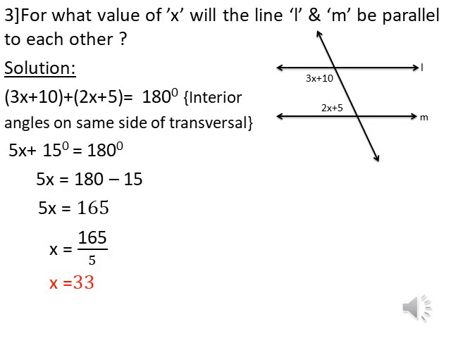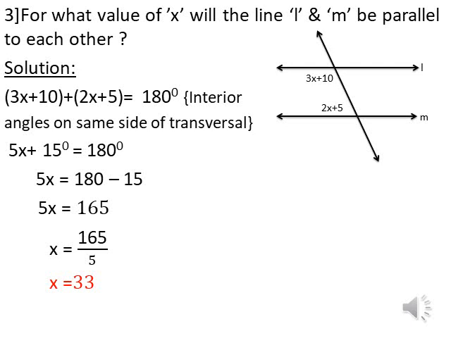Now let us solve one more problem. In this figure, it is given that line L is parallel to line M and we want to find the value of x. One angle is 3x plus 10 and another angle is 2x plus 5. Both angles are on the same side of a transversal, on the left side of the transversal. They are lying interior, so we can call them interior angles on the same side of the transversal.